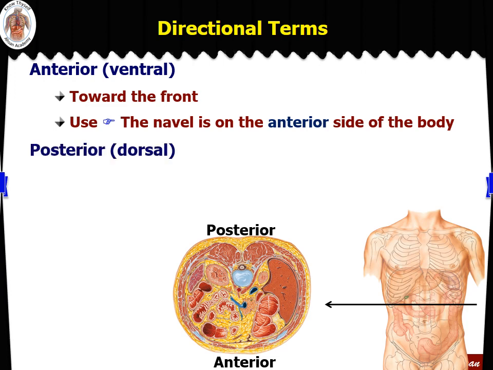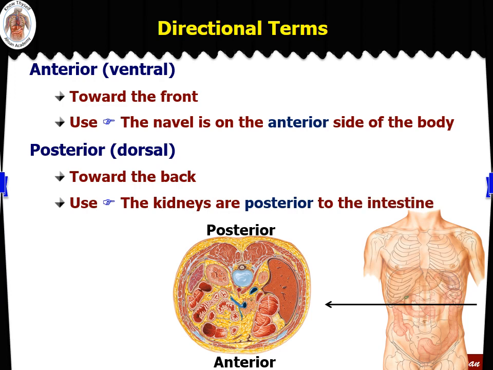The contrast terminology is posterior. Another term is dorsal. So towards the back, see the kidney is on the back wall, means posterior to the intestine. The intestine is a bit forward in position, so the kidney is relatively back in position. You can see in the section the anterior part, the intestinal coils are visible and the kidney is on the back.